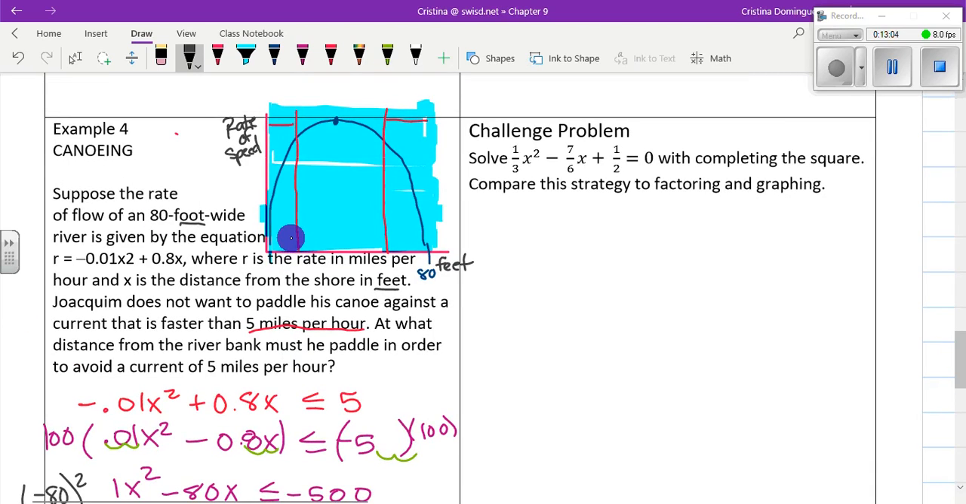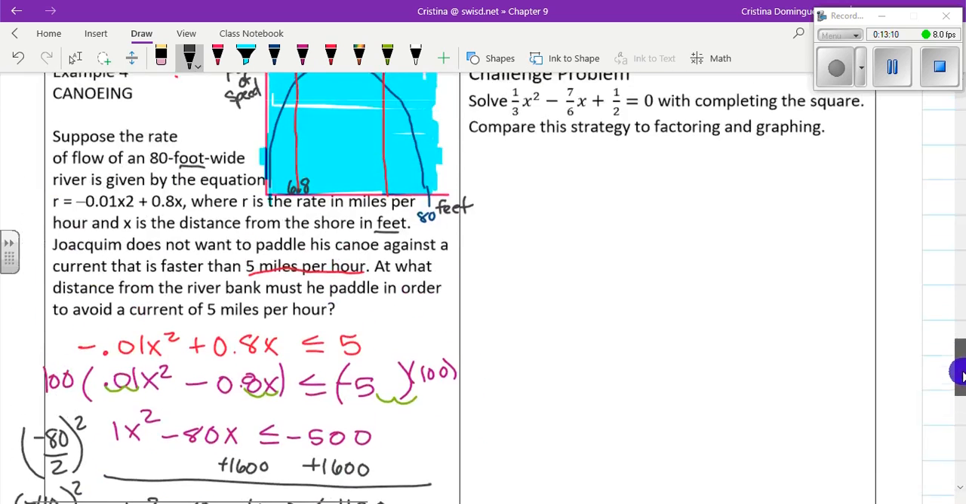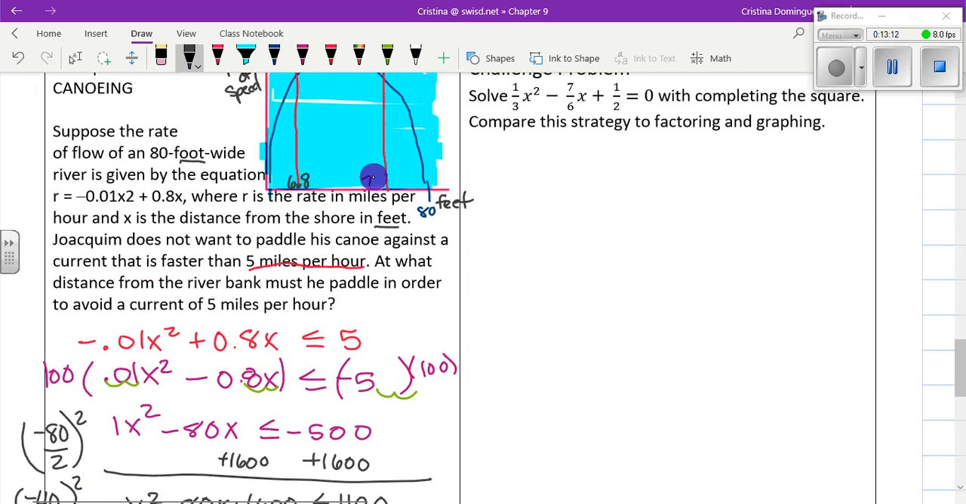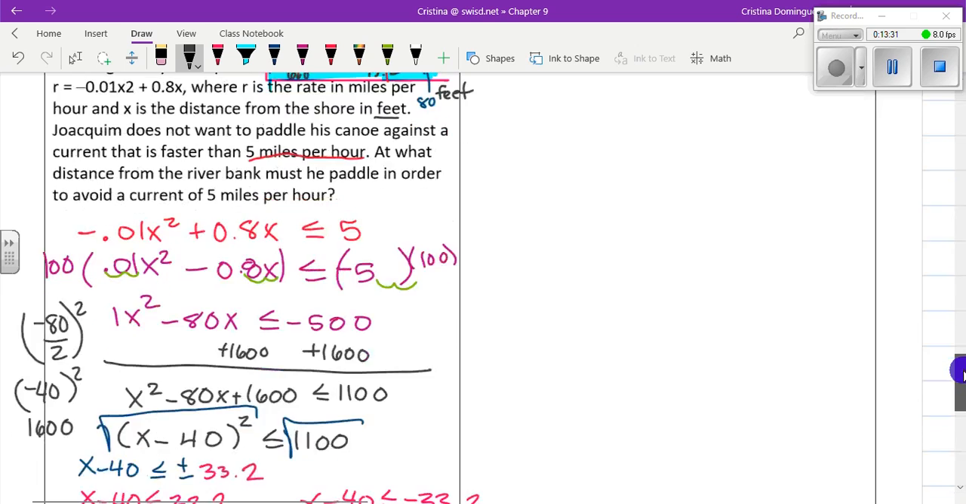That means that this right here is 6.8, and the other is 73.2. Okay? So basically anything that's 6.8 feet or less will work, will be slow. And this part, if it's more than 73.2, it will be slow enough for him to paddle the boat. Yes? Let's go ahead and write that in a nice formal sentence.